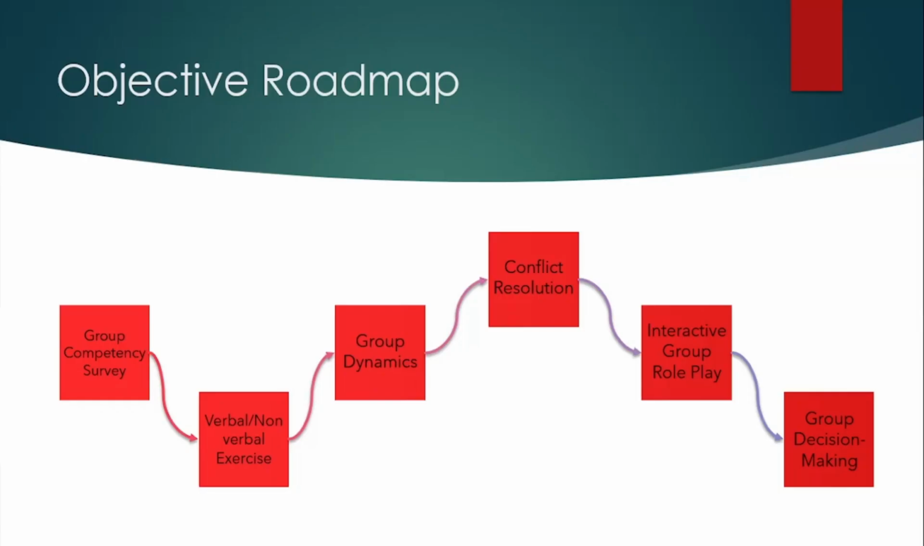Here is our objective roadmap. We have 6 objectives that we want to go through with our participants: the group competency survey, the verbal and nonverbal exercise, group dynamics, conflict resolution, interactive role play, and group decision making. Each activity is full of planned content that will be shared with everyone.